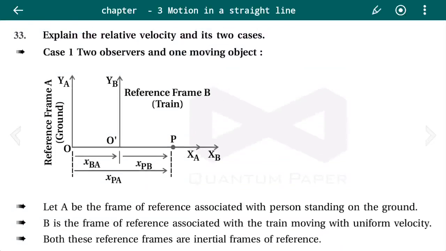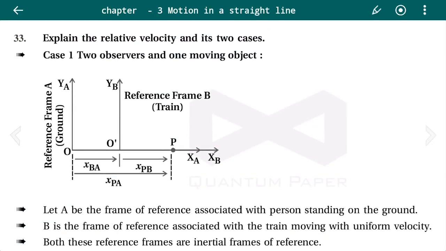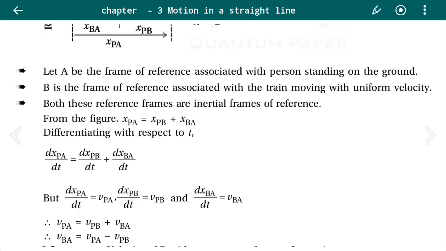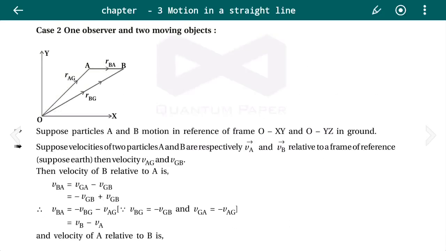So this is the first case where two observers are there and one moving object is there. That means one object is moving and that moving object is being observed by two observers with two different frames of reference. Now let us see the second case, one observer and two moving objects.